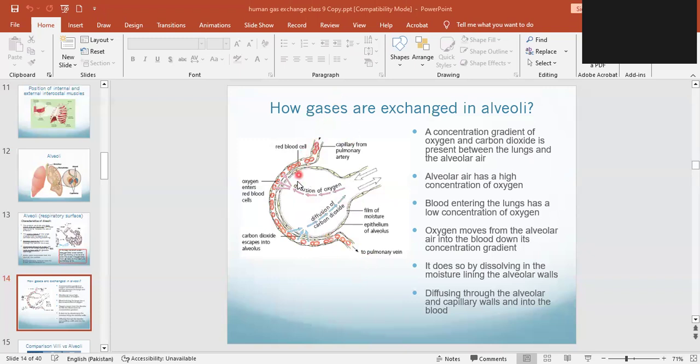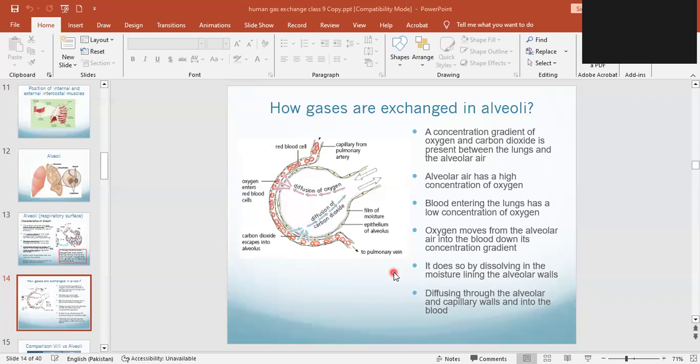Who's bringing the blood to the alveoli? Pulmonary artery. Who's taking the blood away from the alveoli? Pulmonary vein. That pulmonary vein will take the blood to the heart, and now the heart will pump and push that oxygenated blood, the good blood, the blood which is rich with oxygen, to the cells. So the heart is not actually cleaning the blood, or making the blood oxygenated. The lungs are the ones which make the blood oxygenated.